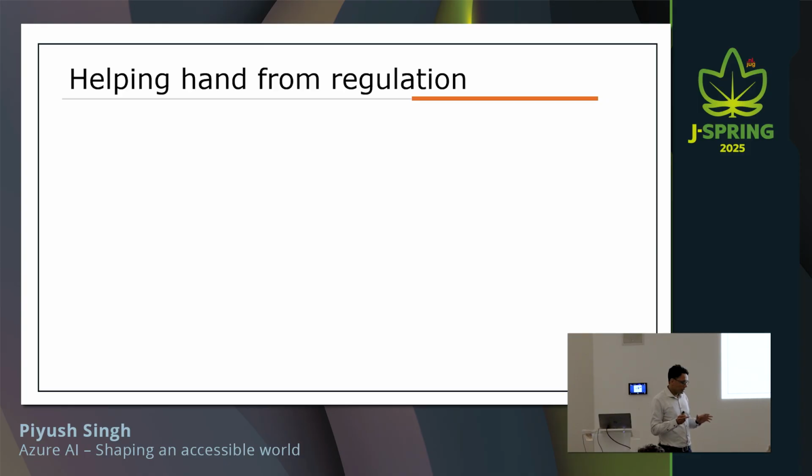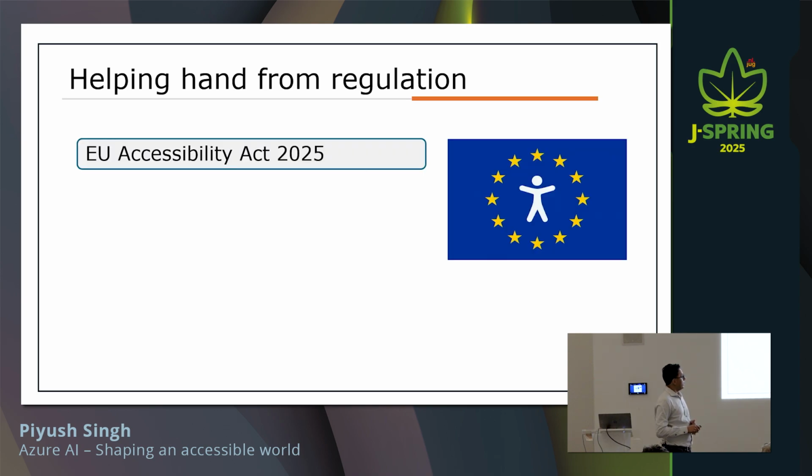Now, of course, in all this, there is a role for the government. Maybe this is a bit of an oxymoron, a helping hand from regulations or government. Do they always help? No, maybe not. But at least in this case, there is a role for government, because some of these things have to be managed by the regulators to make sure that the companies and people who are building those products make it accessible for everyone. And for that we have the EU Accessibility Act.